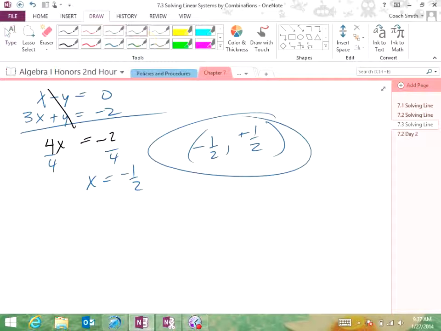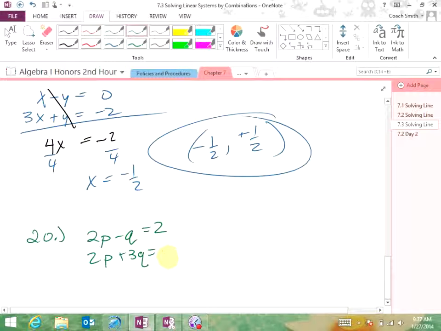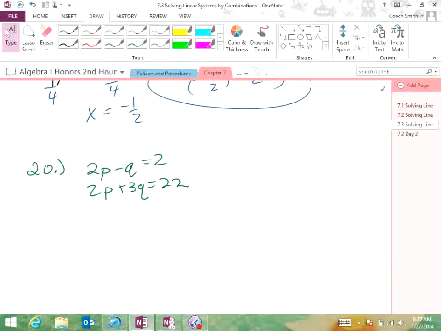Let's look at number 20. Number 20 says 2p minus q equal 2, and 2p plus 3q equal 22. Now, what's one way that I could get rid of one of the variables in this? Matt? You multiply the bottom one by 2? Oh, no, the top one. Multiply the top one by 2, and what is that going to get? How is that going to get rid of anything?